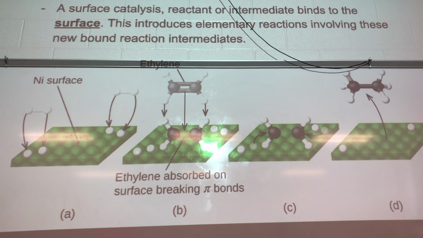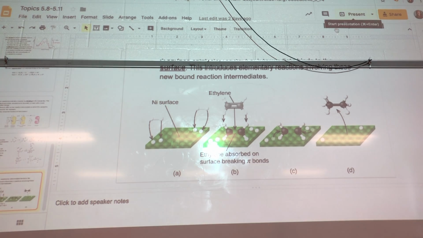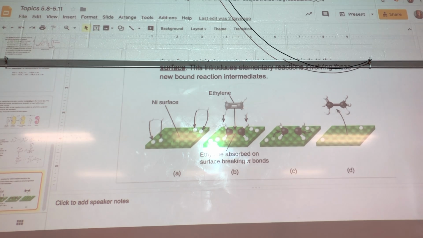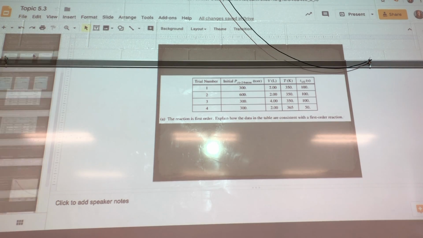Okay, flip to that paper I passed out today, and let's talk about 5.3. Okay, don't say it out loud, but if you know the answer to this question, raise your hand.